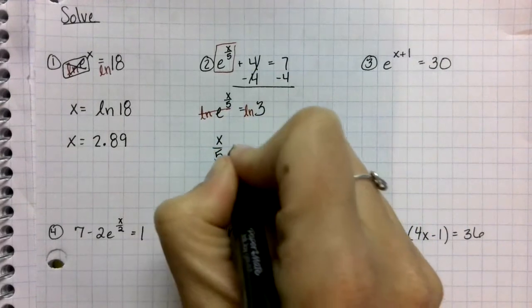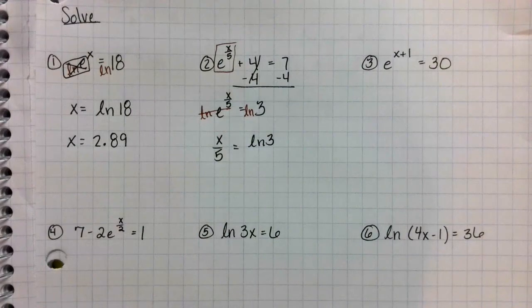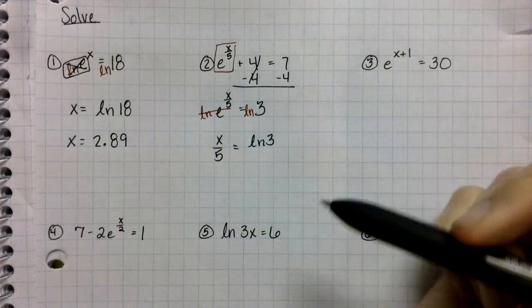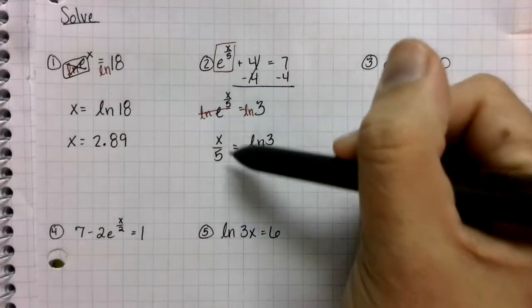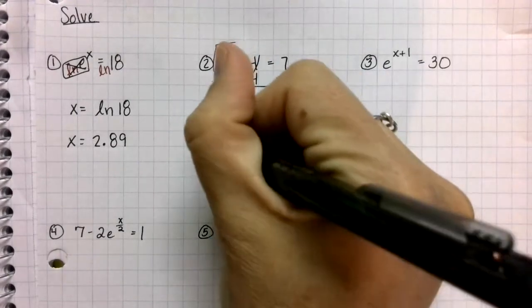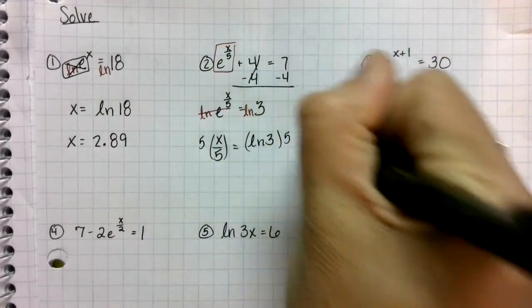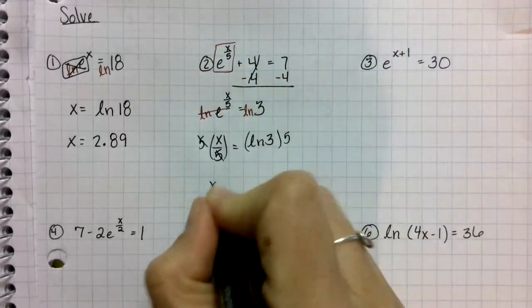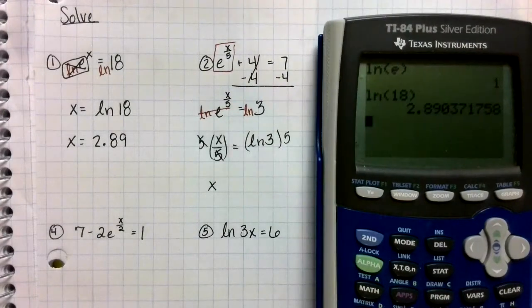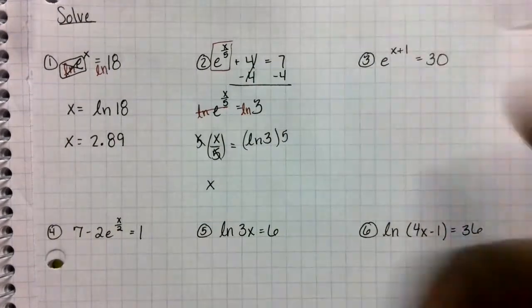So I have x over 5 equals the natural log of 3. Then if I want to get x by itself, remember you're just always doing the opposite. So in order to get x by itself, we see that they are dividing, so we are going to multiply both sides by 5. The way that would look in the calculator, I would do natural log of 3, close that parenthesis, then I can multiply by 5. So 5.49.